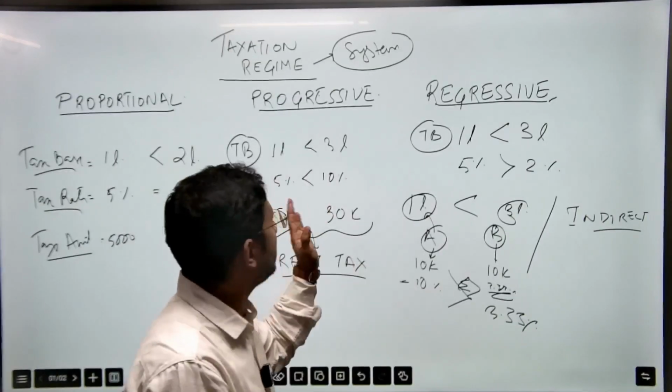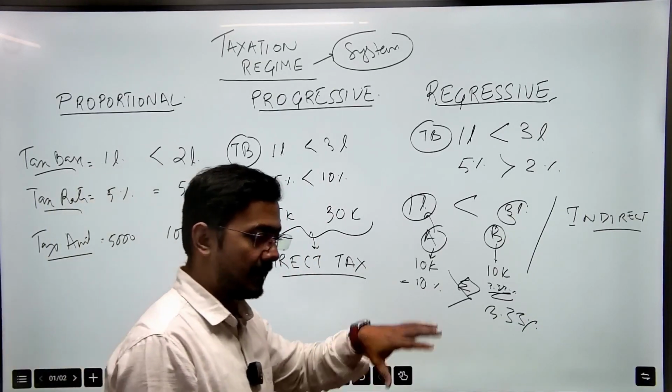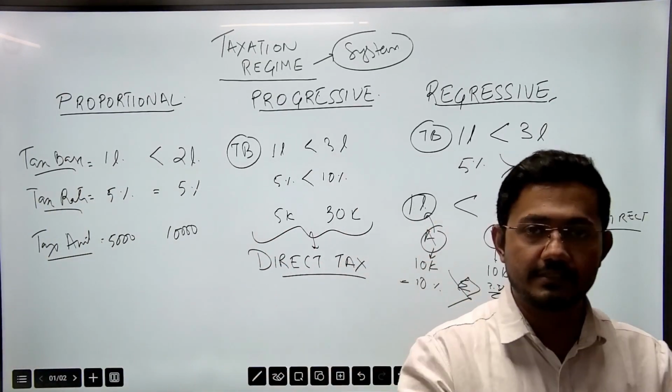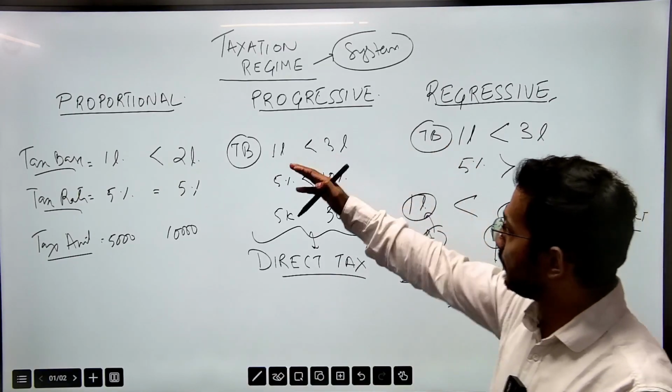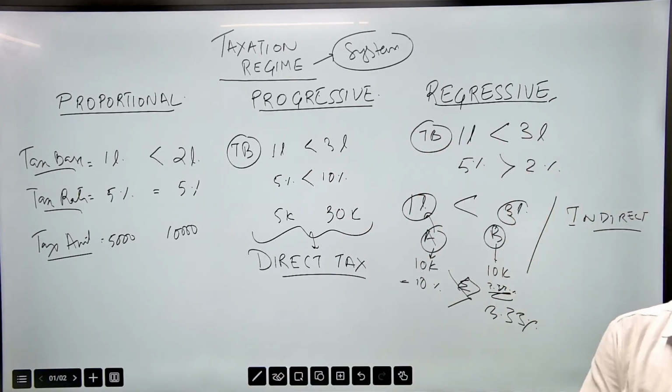So these are the three different taxation systems that we can study. I hope this is clear. So this is all about the taxation regime: proportional, progressive and regressive.